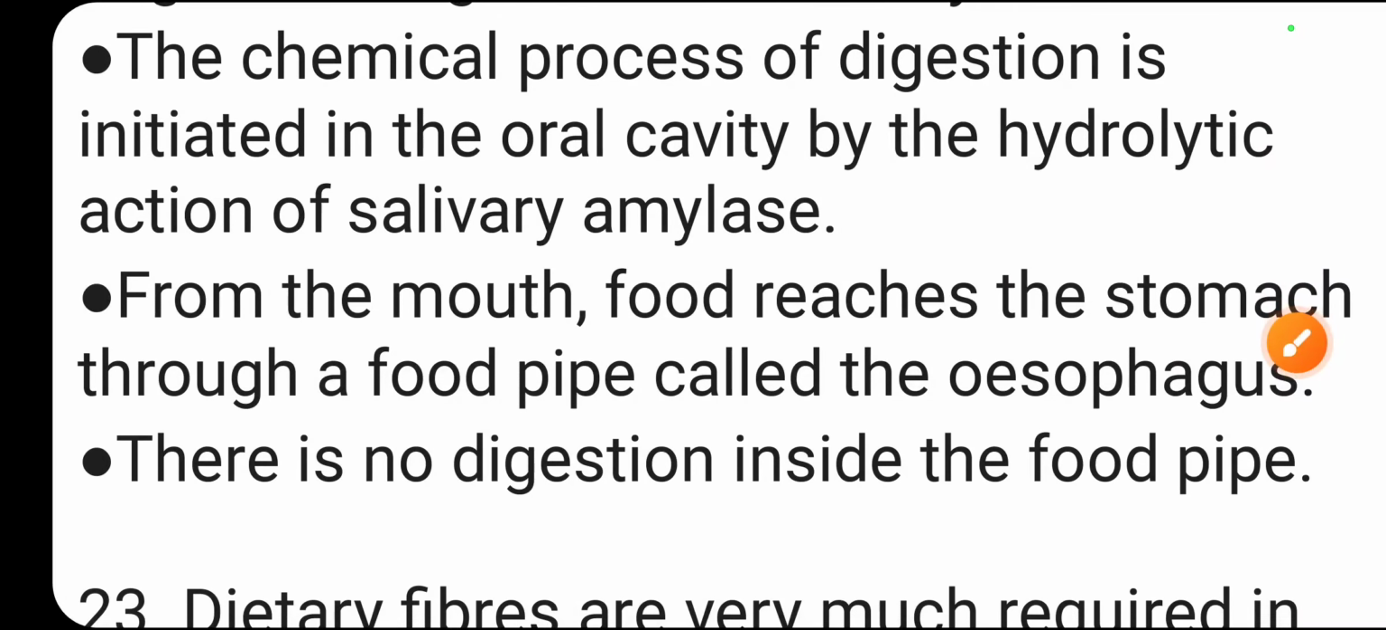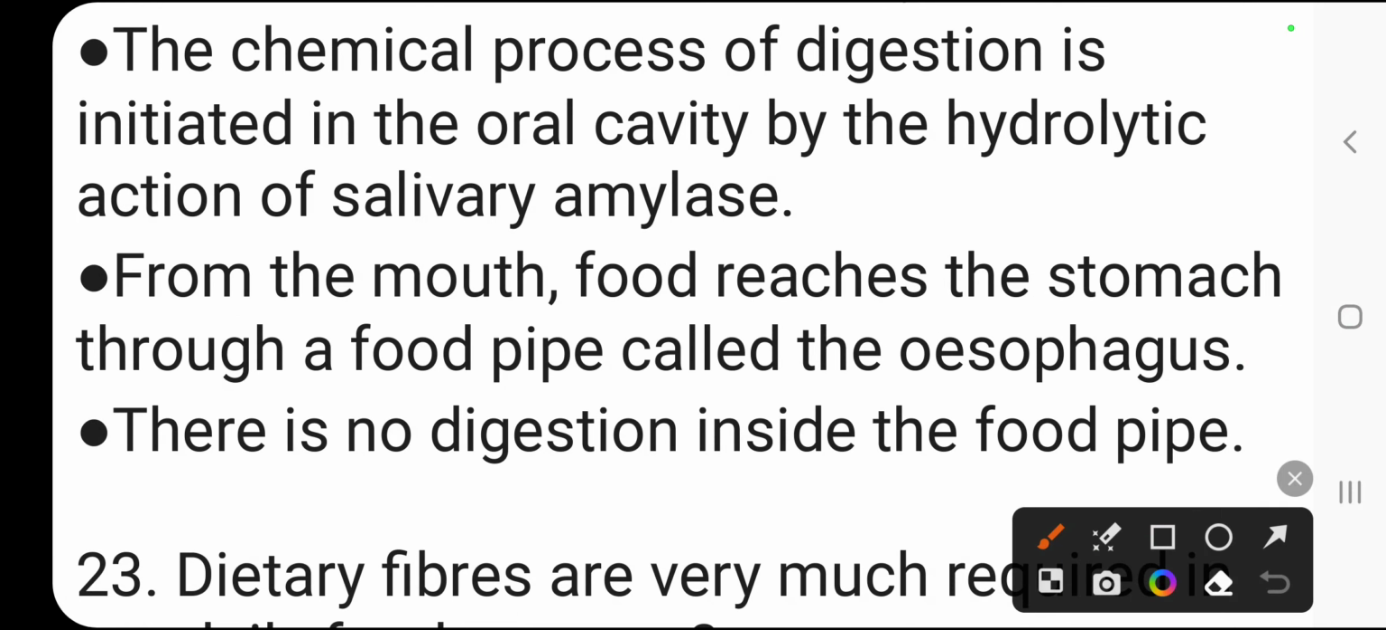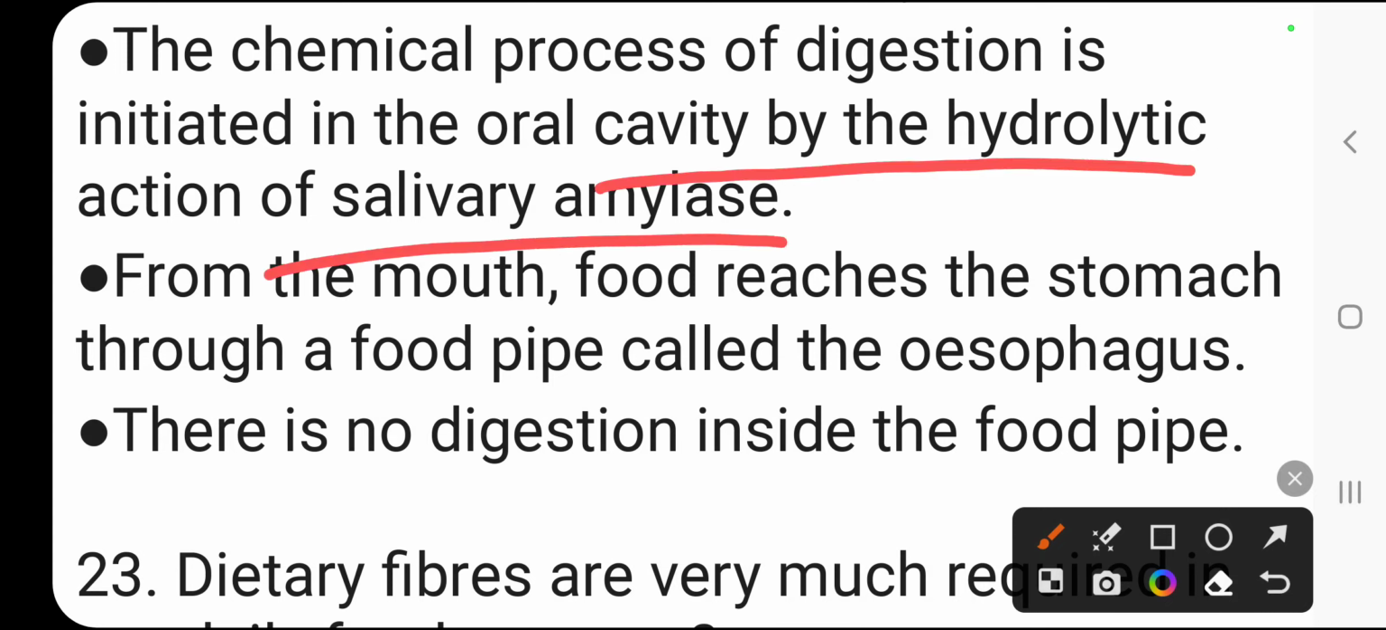The chemical process of digestion is initiated in the oral cavity by hydrolytic action of the salivary amylase, and from the mouth the food reaches the stomach through a food pipe which is known as esophagus, and there is no digestion of food there.